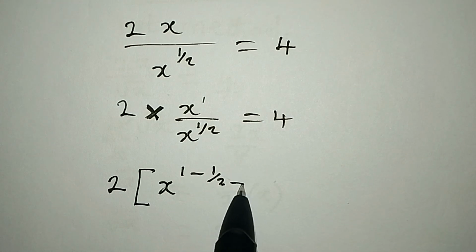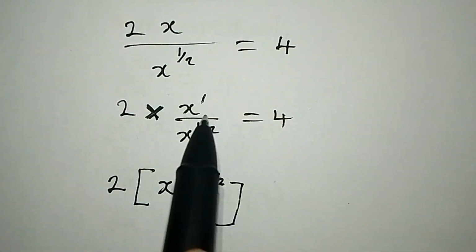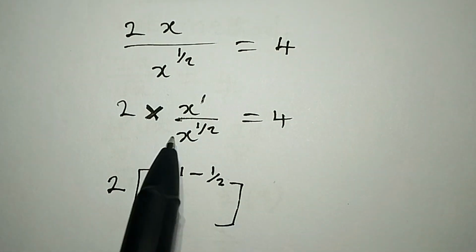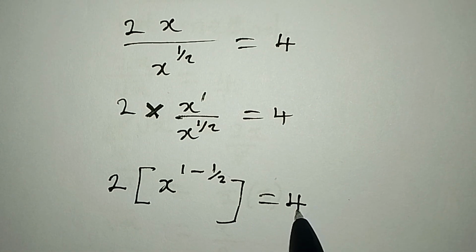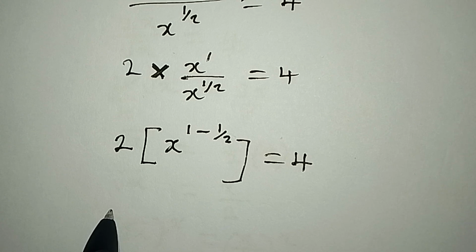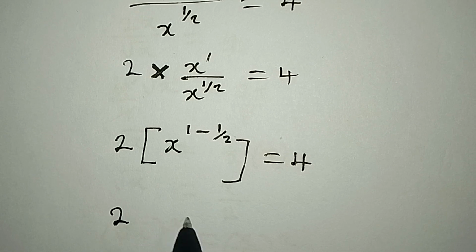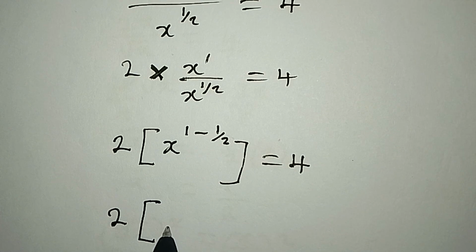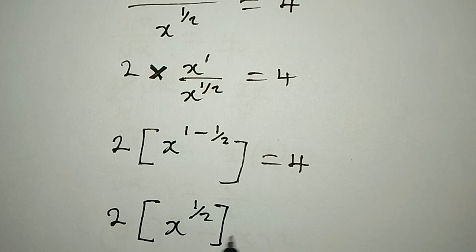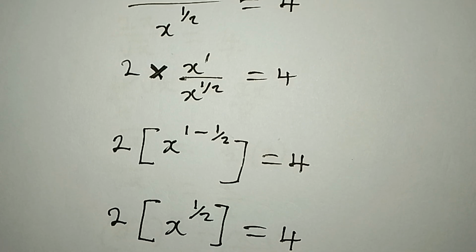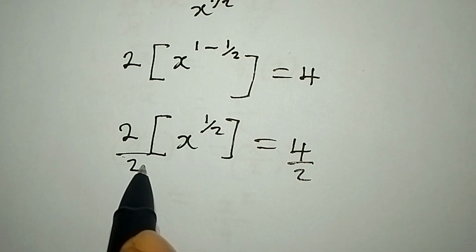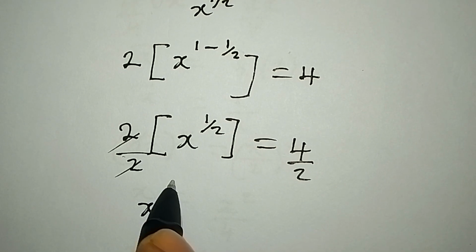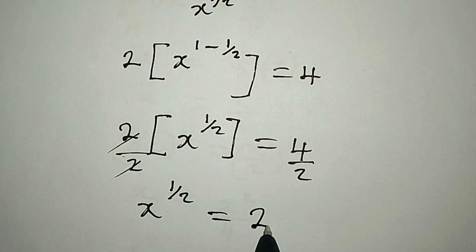How did I get this? Because this is 1, and because of the division, we subtract the powers. So this is equal to 4 as well. And then I continue so that I'll get 2 into bracket x. 1 minus 1 over 2 will still give us 1 over 2. And this is equal to 4. Now what do we do from here? Divide both sides by 2 instead of opening the bracket. This will go there, and then x to the power of 1 over 2 will be equal to 2.